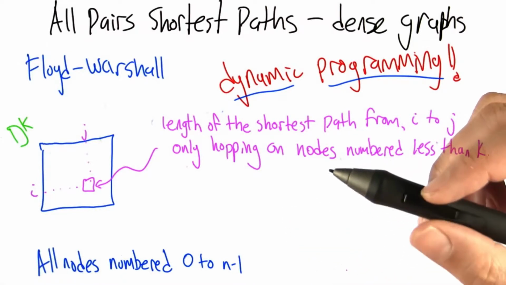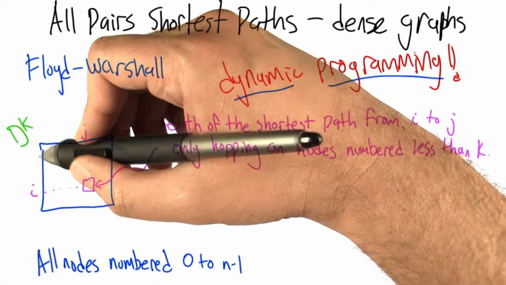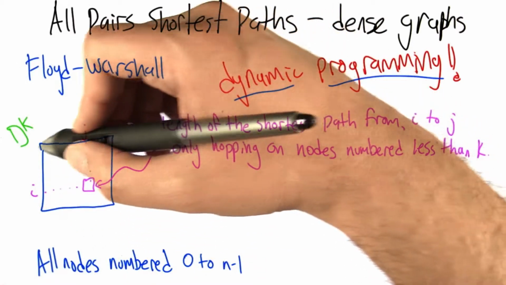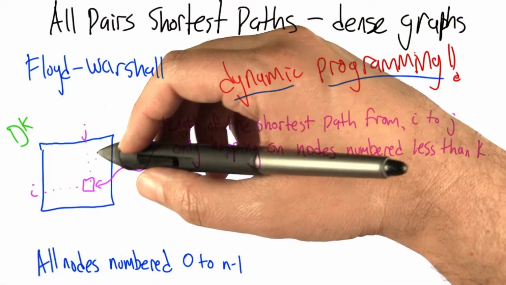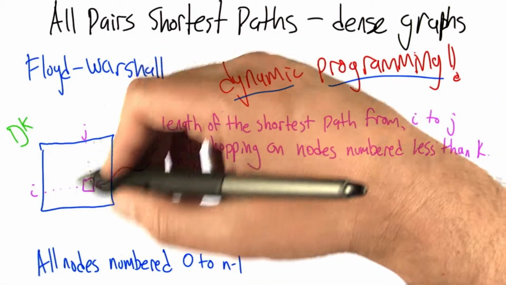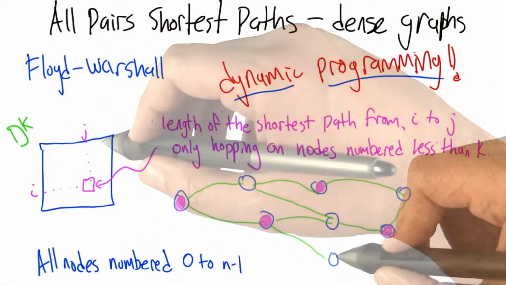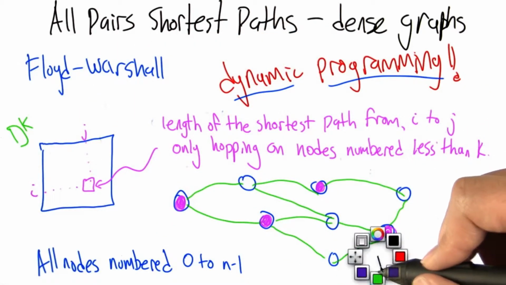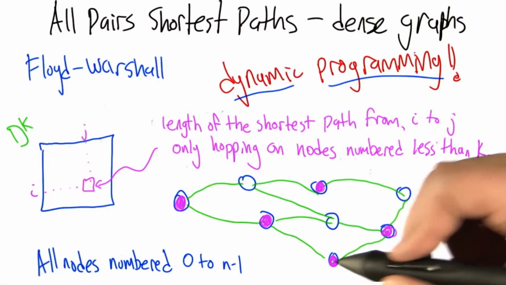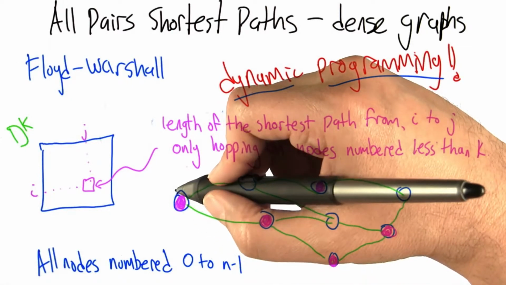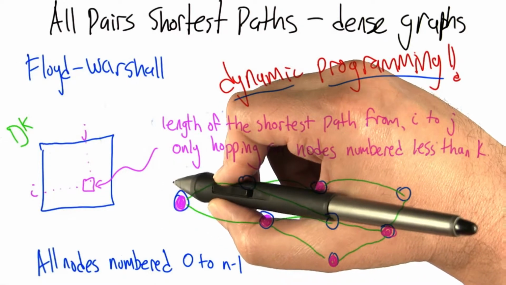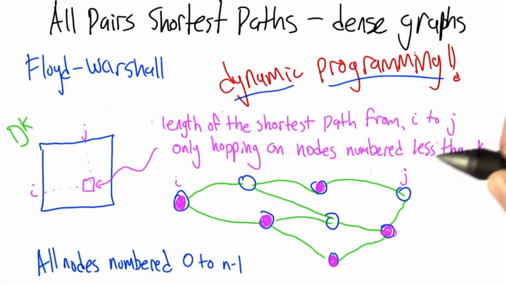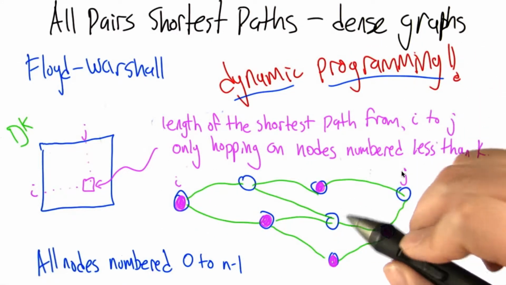What we're going to imagine now is that someone has given us this square matrix, D sub k. The entries of this matrix, it's just a big table, like a spreadsheet, are filled in with values as follows. The ij element, the ith row, jth column, is filled in with a number, and that number is the length of the shortest path from i to j, hopping only on nodes numbered less than k.